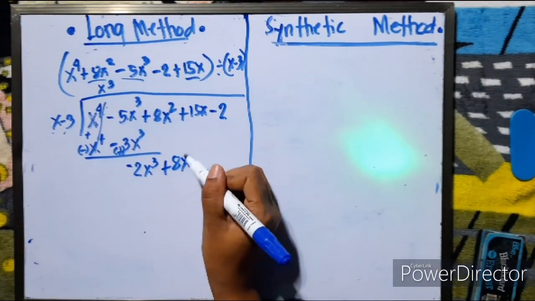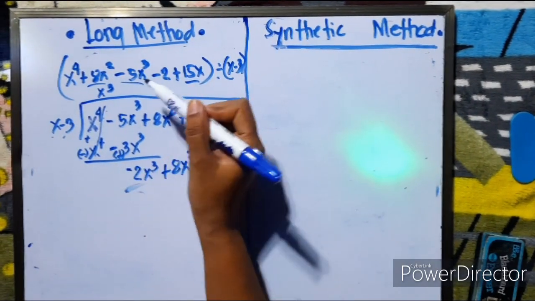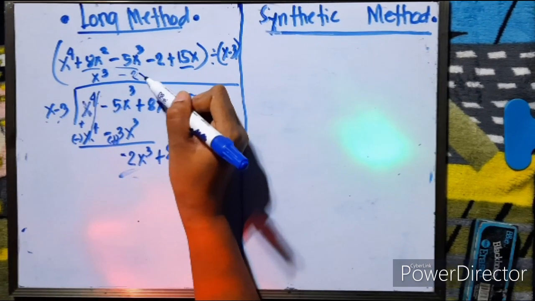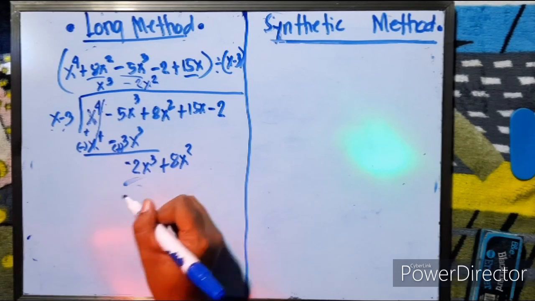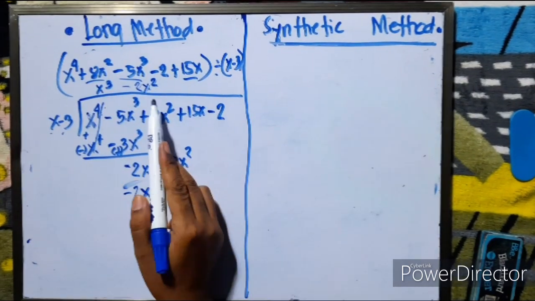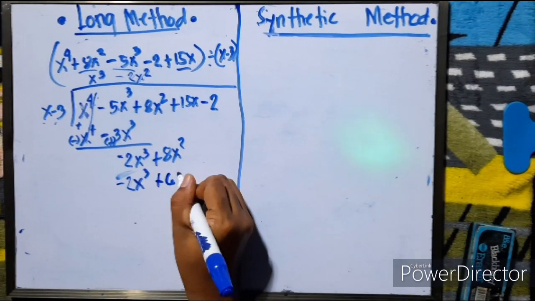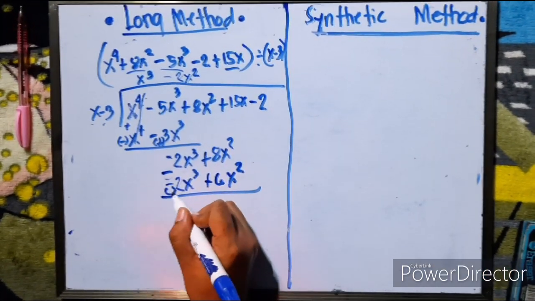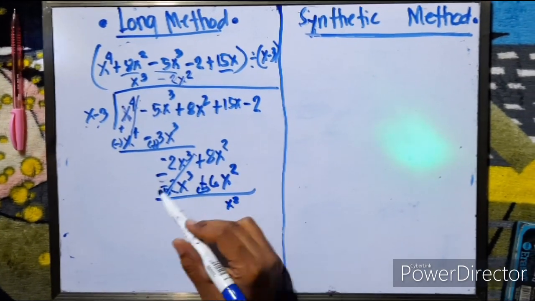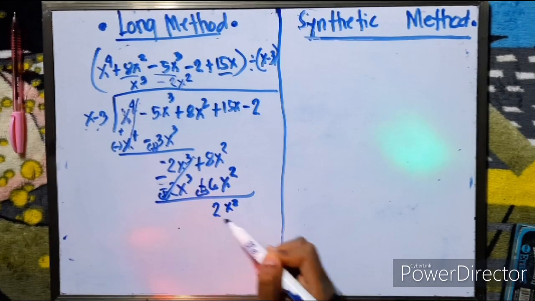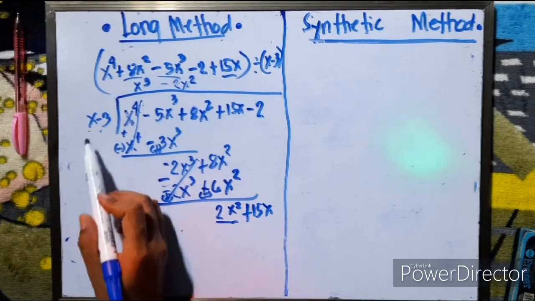Bring down 8x squared. Now negative 2x cubed divided by x, the answer is negative 2x squared. Negative 2x squared multiplied by x is negative 2x cubed. Negative 2x squared times negative 3 is positive 6x squared. Then subtract, change this into positive, change this into negative. This is 0 now. Then 8x squared plus negative 6x squared is positive 2x squared. Now bring down 15x.